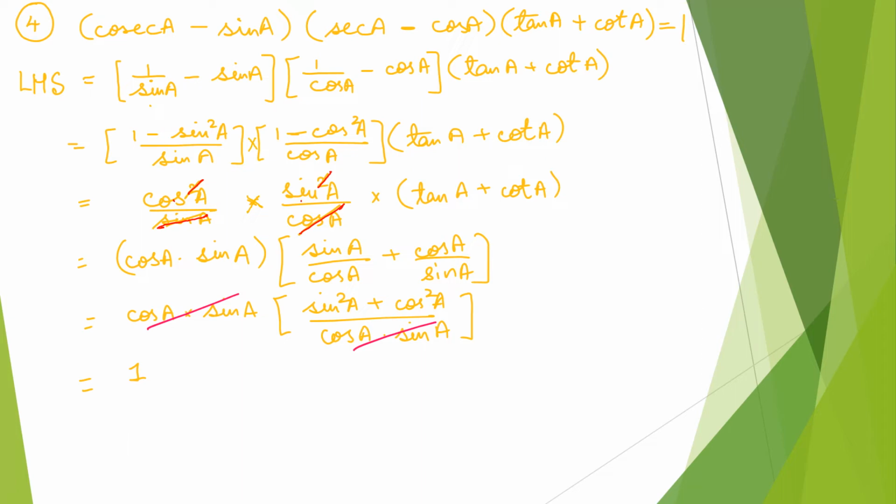And now when I take the tan a plus cot a, I will write it as sine a upon cos a plus cos a upon sine a. Then take the LCM, this numerator will become 1, and this sine a cos a will get cancelled, and I get is equal to RHS. Hence proved.